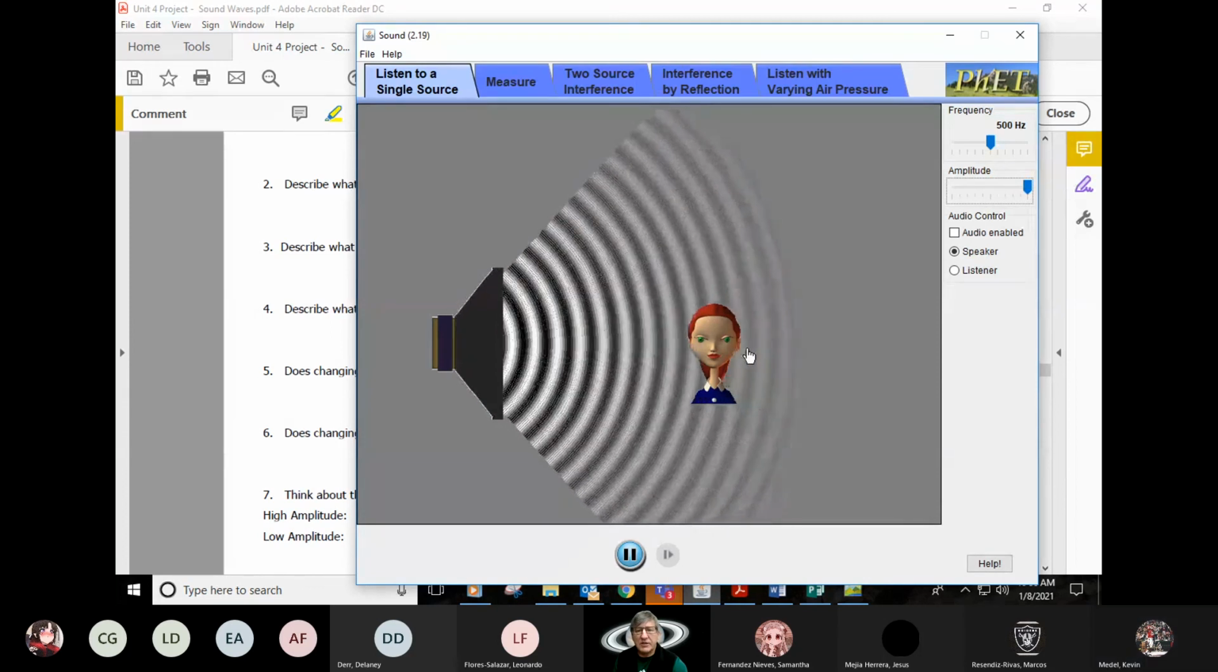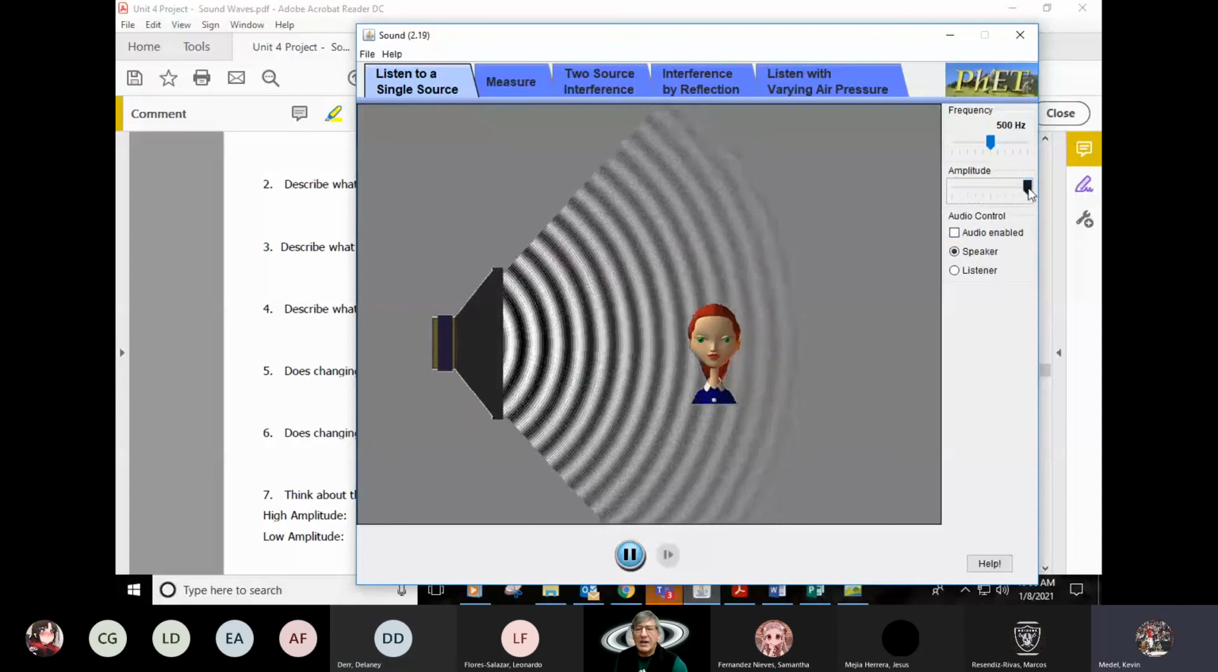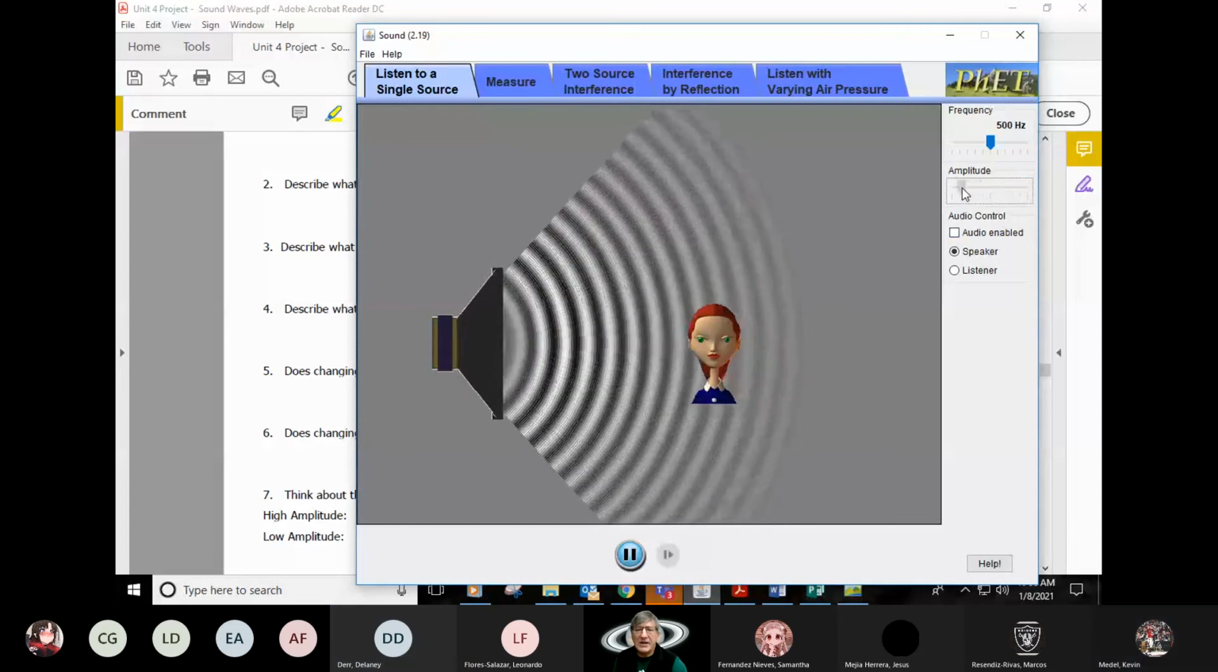Wait a second, look closely. Don't look at the speaker pulsing. Just look at the wave and how fast it's moving. Now I'm going to bring it down.